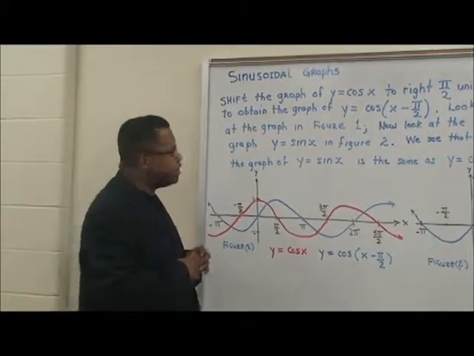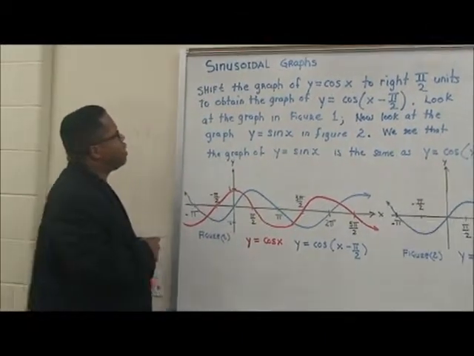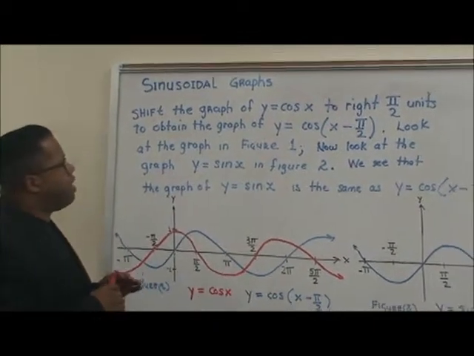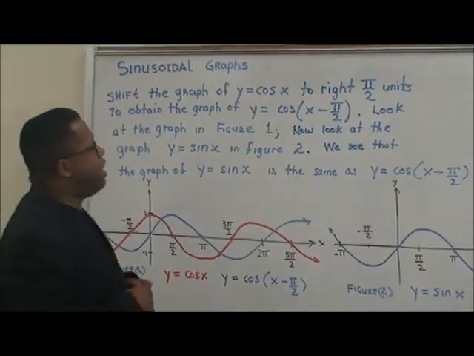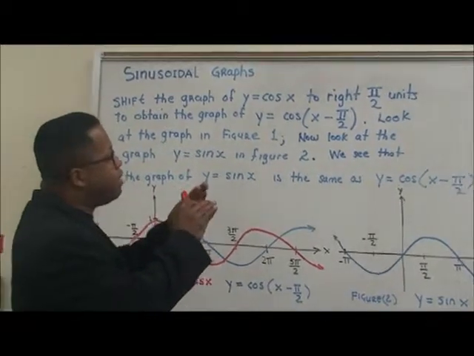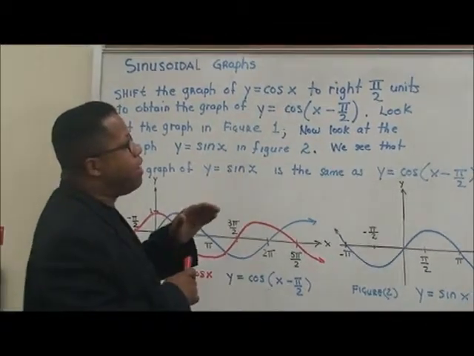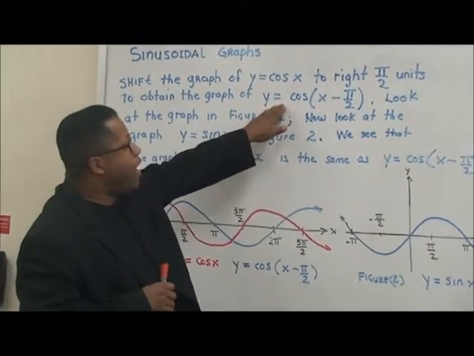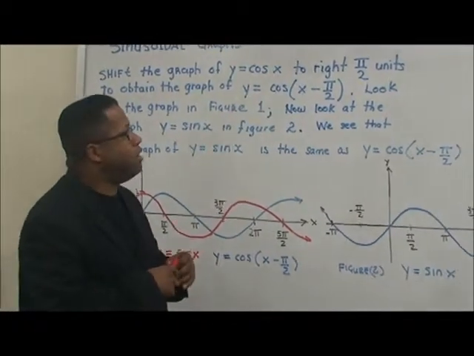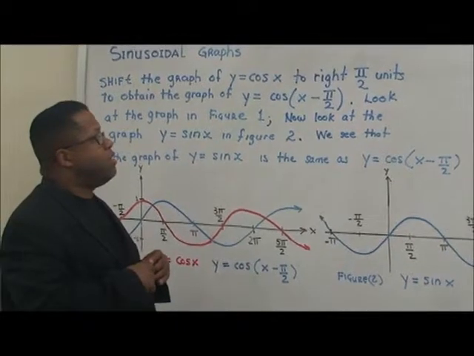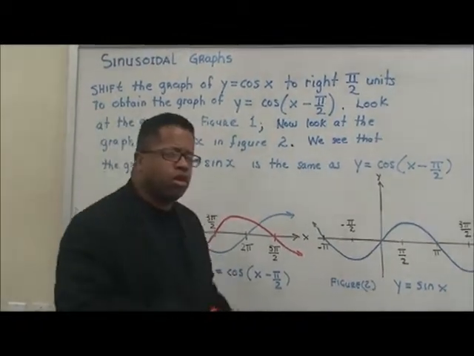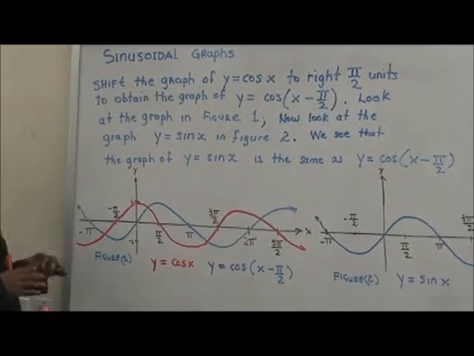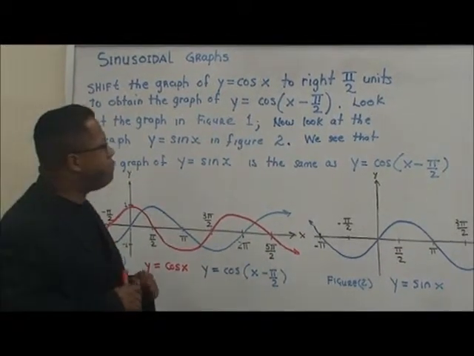So watch closely. We're going to be talking about the sinusoidal graphs and the shift of the graph of y equals cosine x to the right by pi over 2 units to obtain the graph of y equals cosine of (x minus pi over 2). That reminds you of something, doesn't it? Reminds you a little bit of a horizontal shift in the graph.